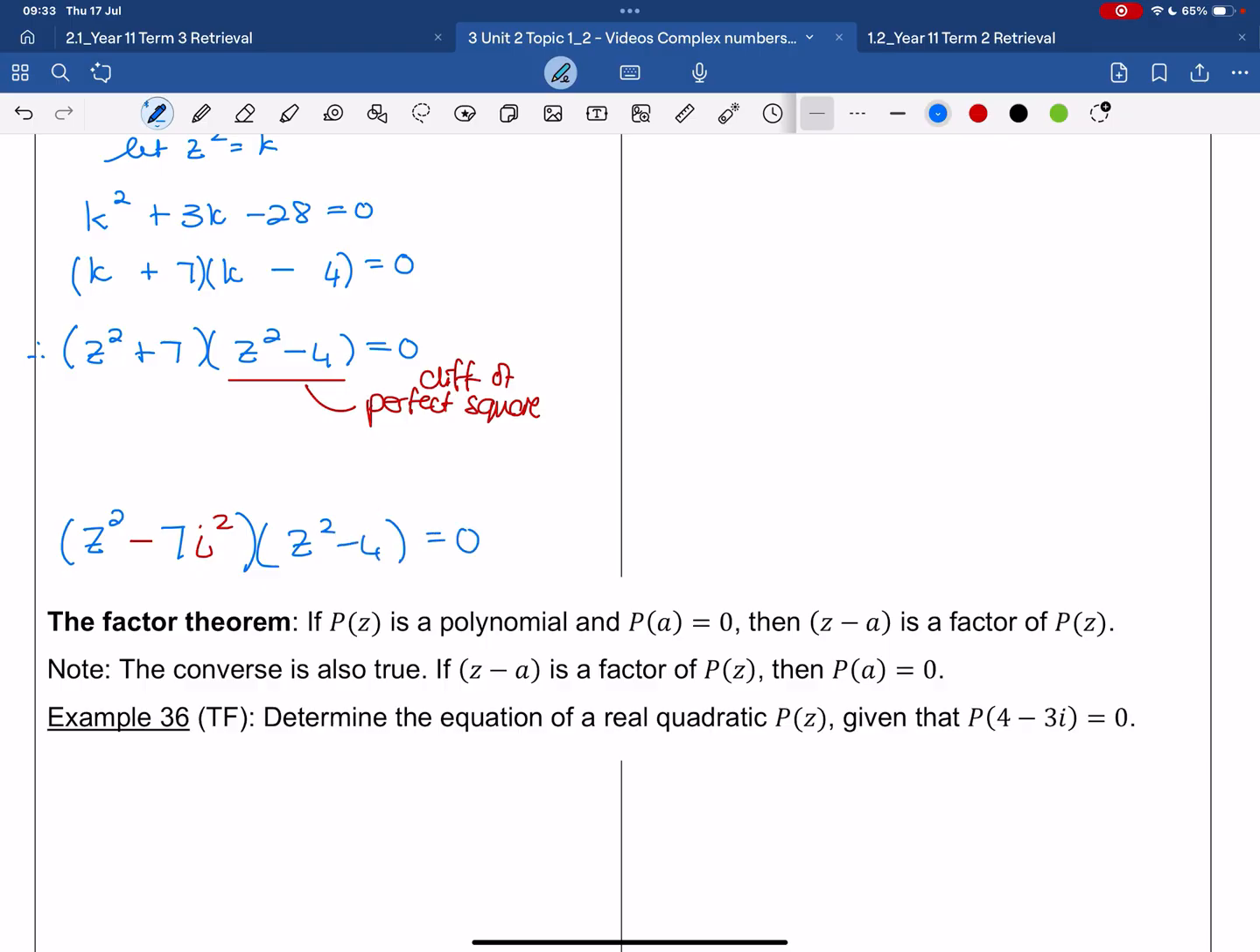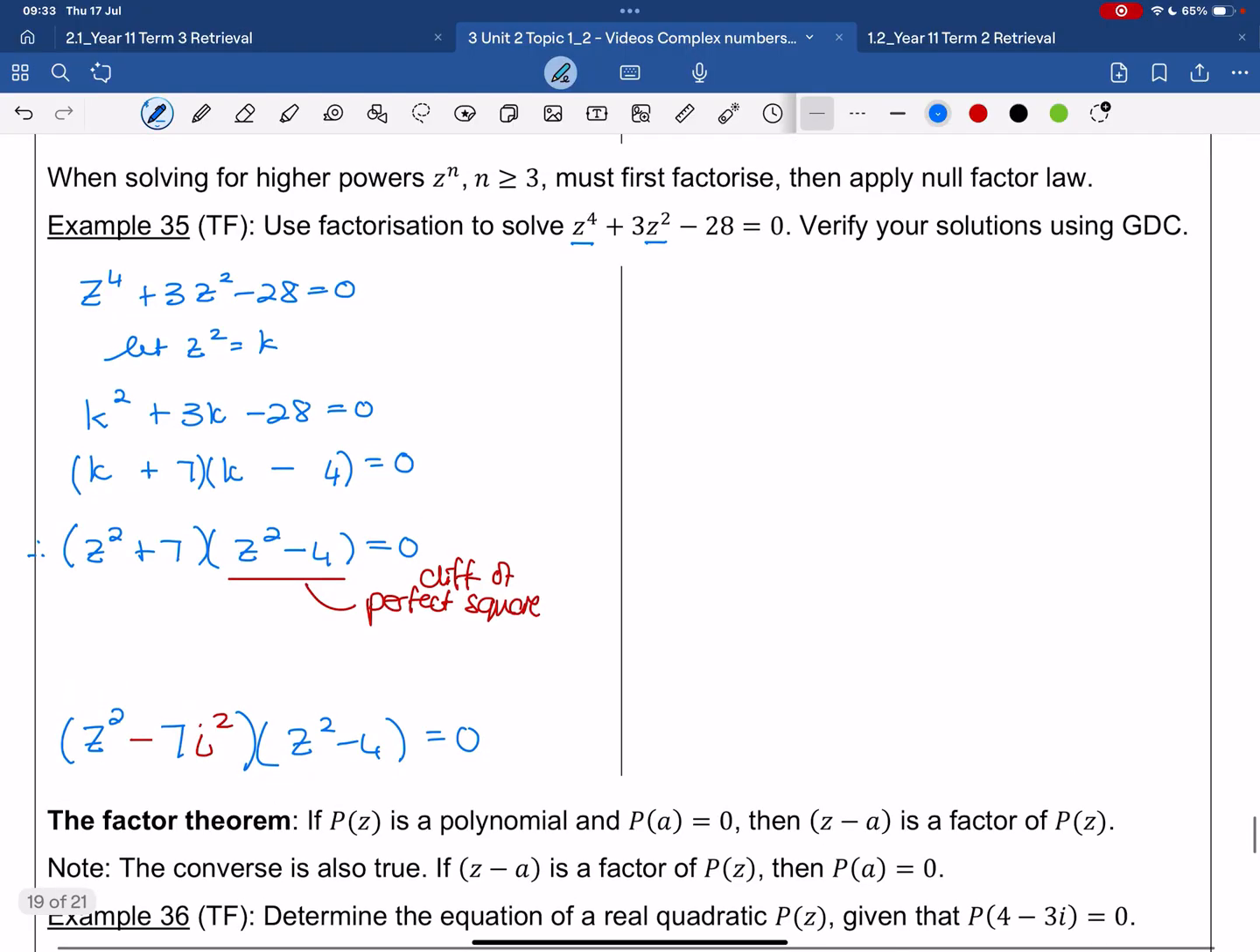All right, now I've got two differences of perfect squares. So I've got z minus square root of 7i, z plus square root of 7i, z minus 2, z plus 2 equals 0. Okay, and now I've got a null factor law.